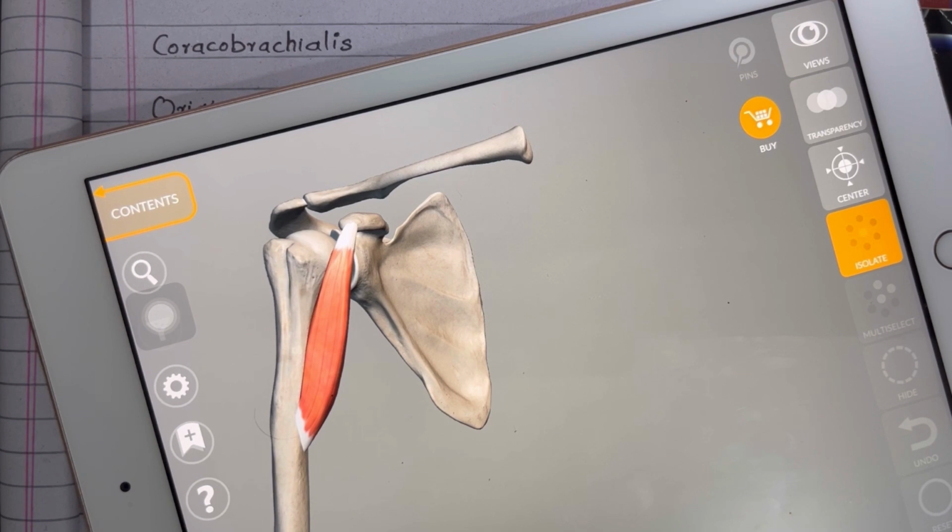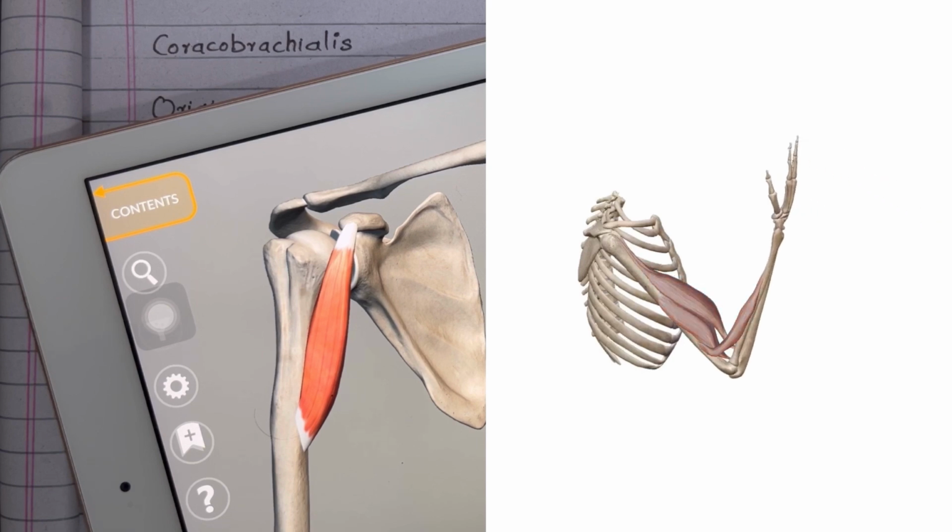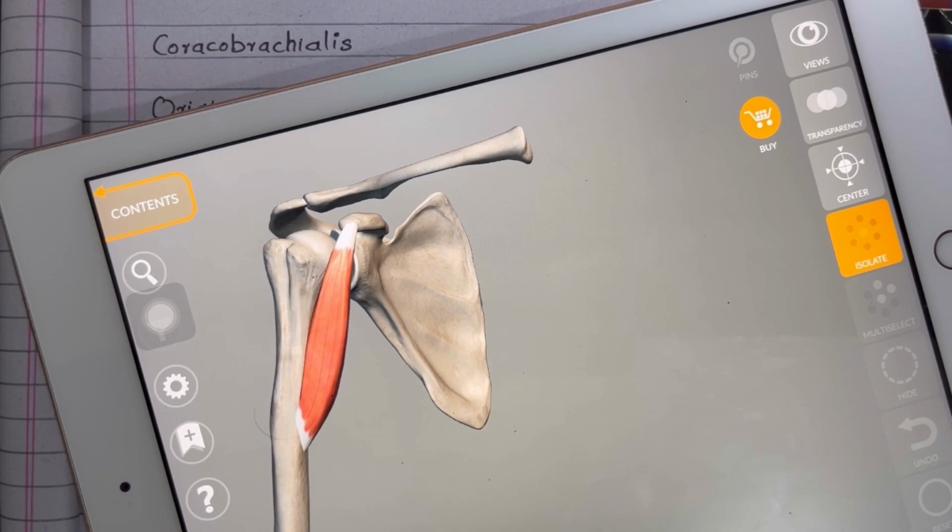Now student, moving toward the action of the Coracobrachialis muscle. The Coracobrachialis muscle is responsible for the flexion of the arm. It is also a weak adductor of the shoulder joint.